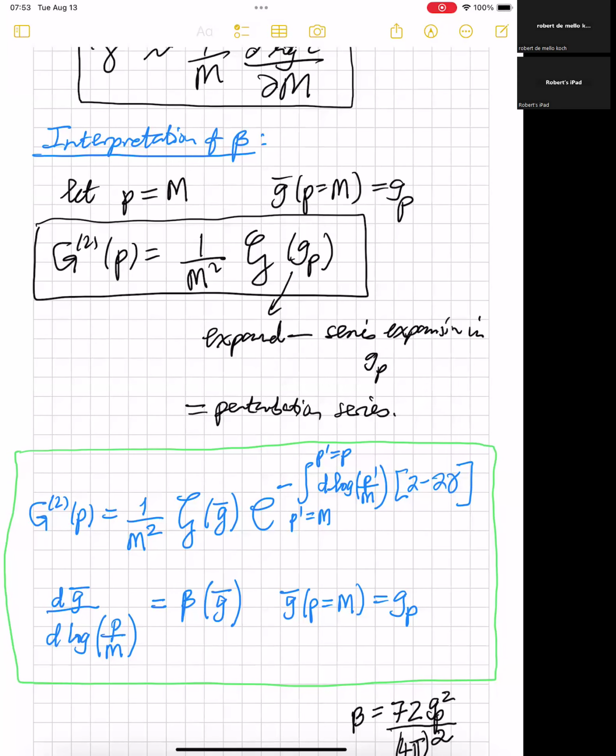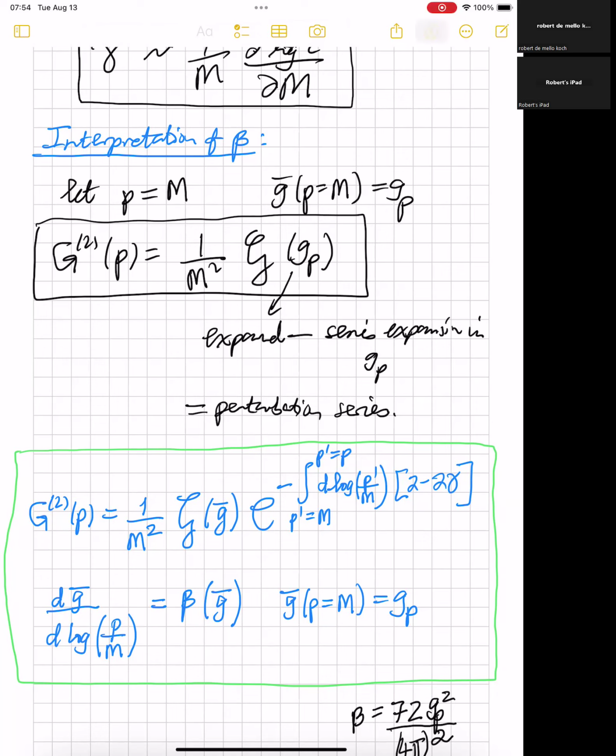Okay, so we are busy interpreting beta, and what we did was we let p is equal to m, and then we find that the Green's function becomes 1 over m squared times a function of g_m, and it's natural to interpret the series expansion of that function as the perturbation series, and this is indeed the correct interpretation.